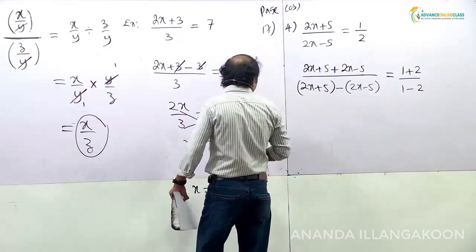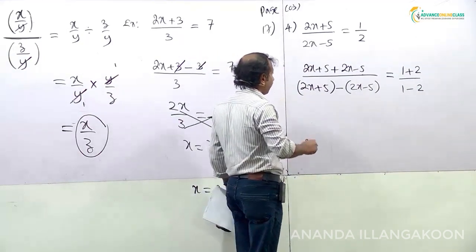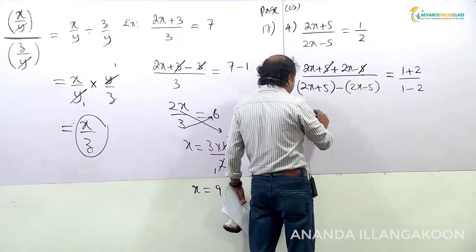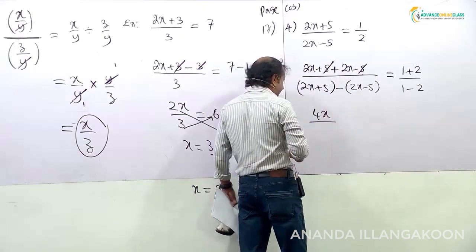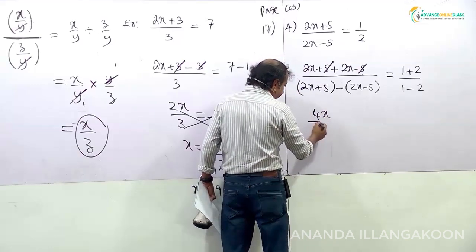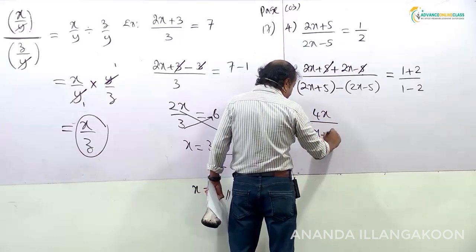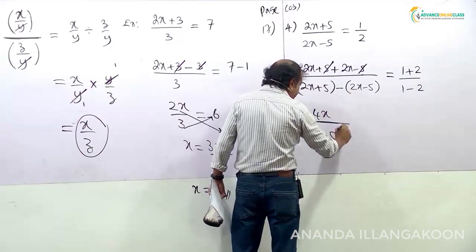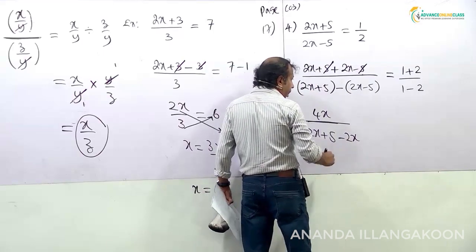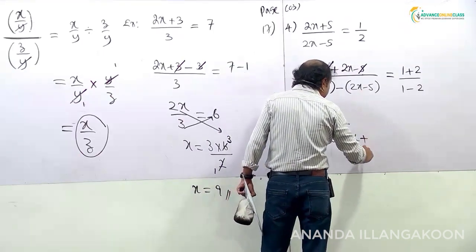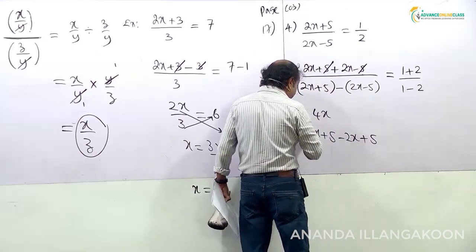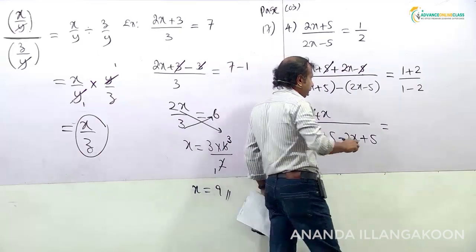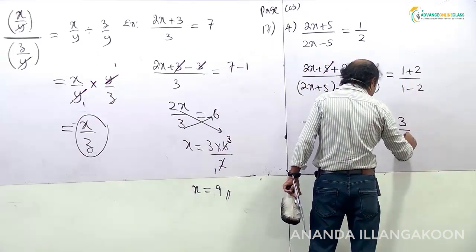Okay? Now, simplify this. This plus 5 minus 5 you can cancel down. 2x plus 2x, it's 4x numerator. What is denominator? 2x plus 5. Remove bracket. Minus and plus make minus. Minus and minus plus 5. One plus 2 is 3. 1 minus 3 is minus 1.